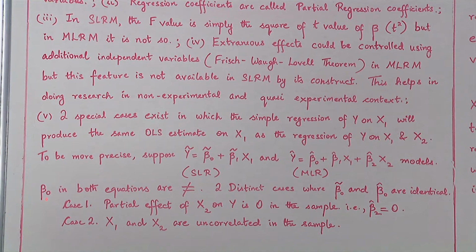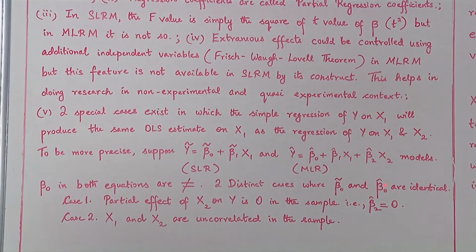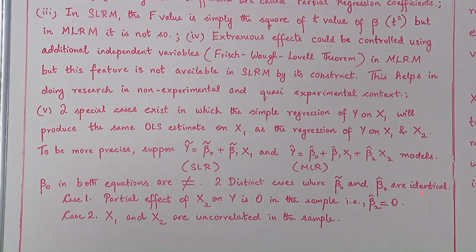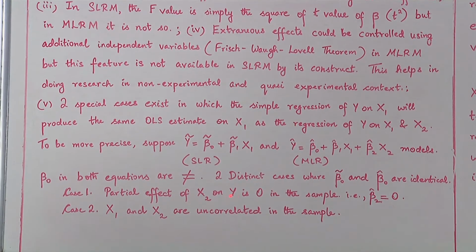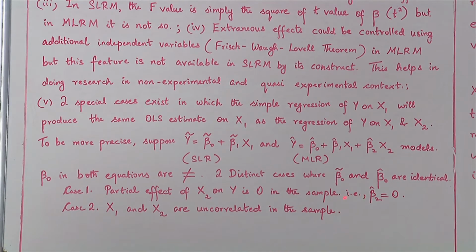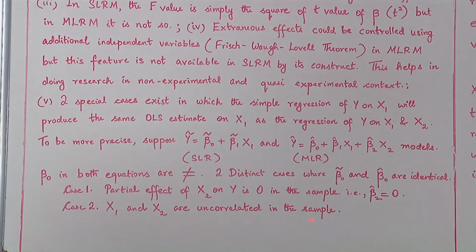In this case, beta naught in both equations are not equal. There are two distinct cases where beta 1 hat in both equations are identical. Case 1, partial effect of x2 on y is 0 in the sample, that is beta 2 hat is equal to 0. The second case is x1 and x2 are uncorrelated in the sample.